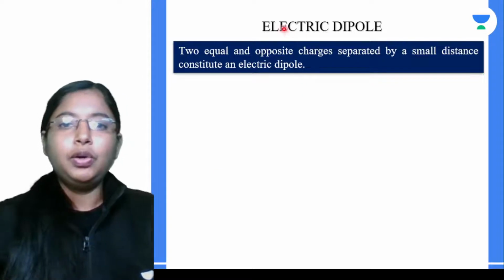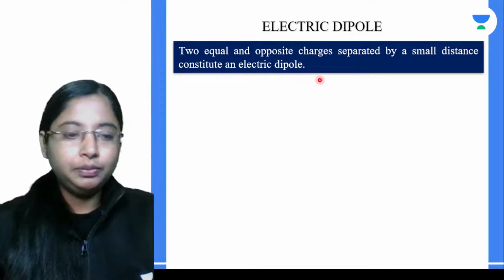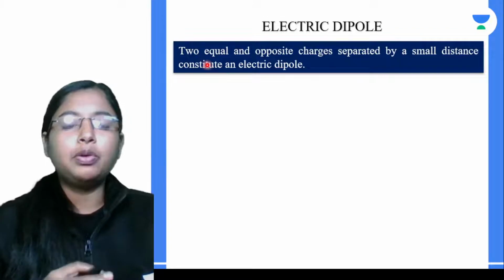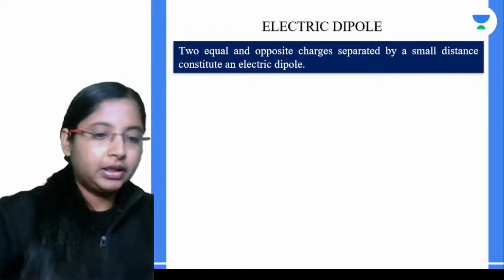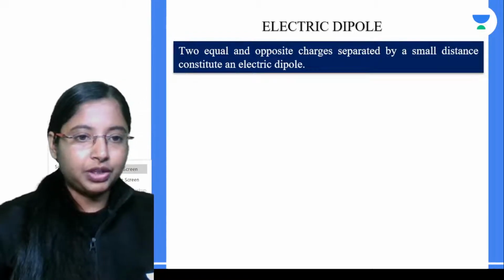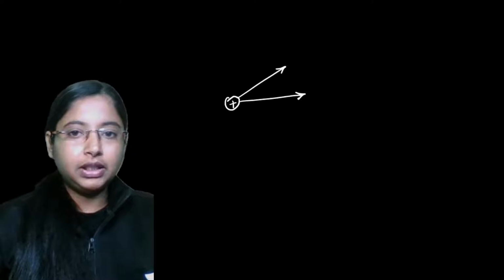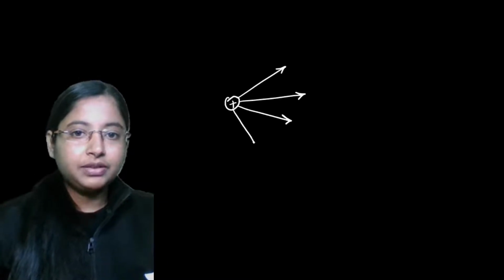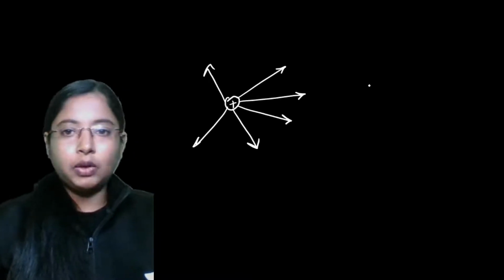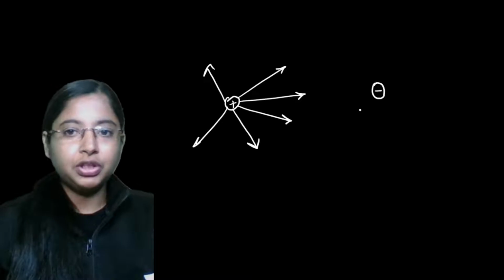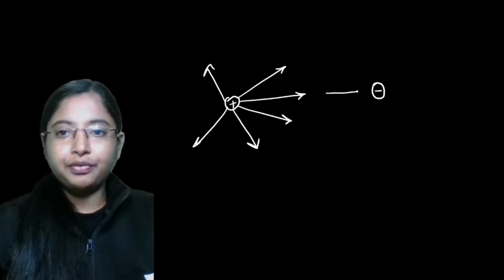Right. Okay. So first let's see what is an electric dipole. Electric dipole is an extremely simple concept. Let's say you have a positive charge. We know that it has field lines everywhere, but these field lines are going to be pointed radially outwards. And now let's say this is a negative charge. Obviously the negative charge is going to have field lines. In this case it will be pointed radially inwards.